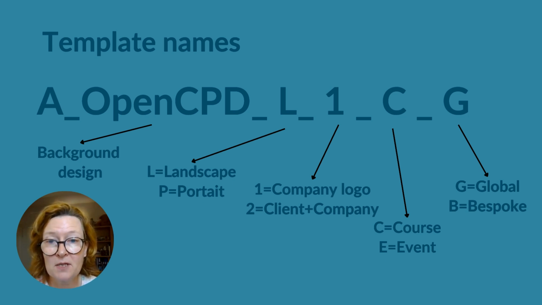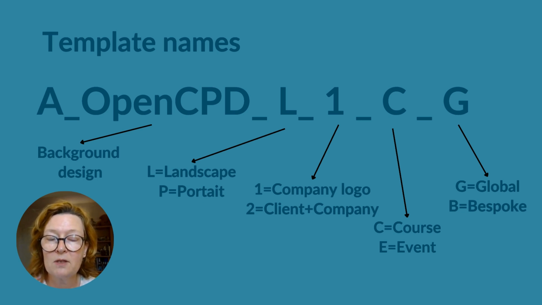Let's have a look at the names of the templates, and they tell you how to find the right one for you. So the first part of the name just simply suggests the background, what kind of background it is. We have a selection, and then each background has different variants already set up. This letter L will indicate whether it's a landscape or a portrait type. This 1 or 2 will show you how many logos will be printed on the certificate. Most commonly it's 1. It's obviously you and your company. We only have 1 logo for you as a company.